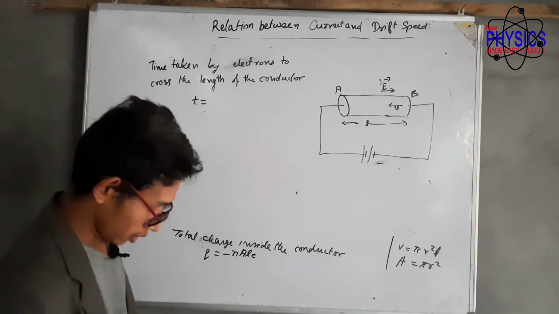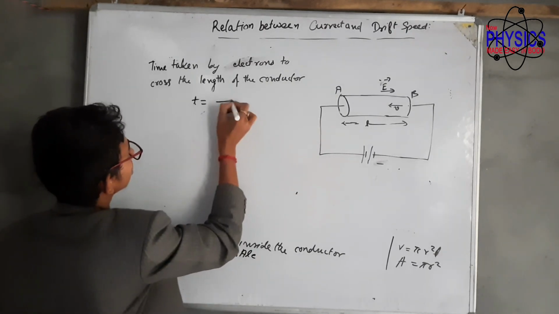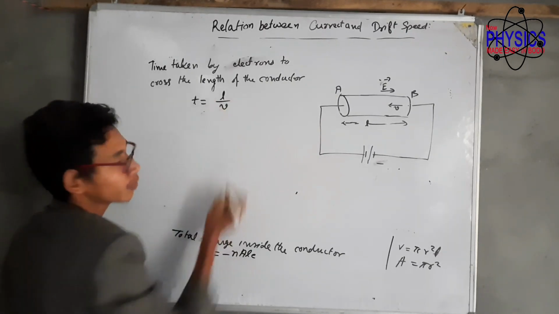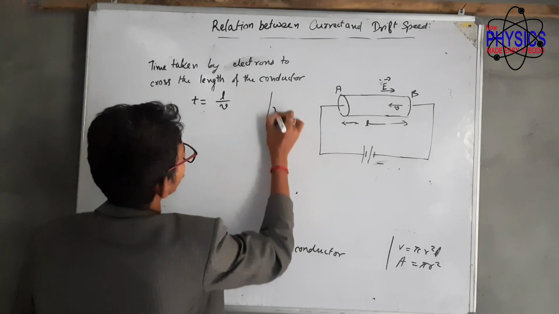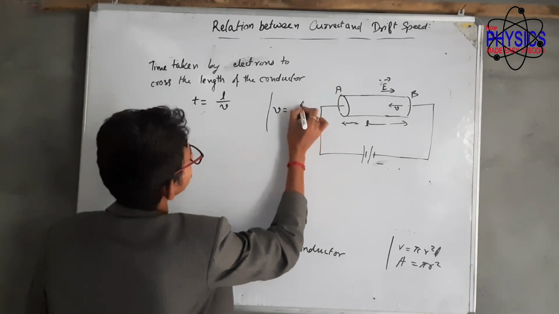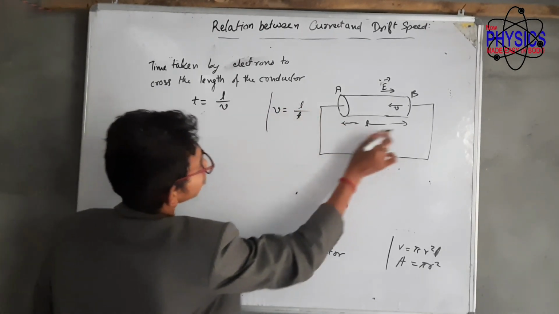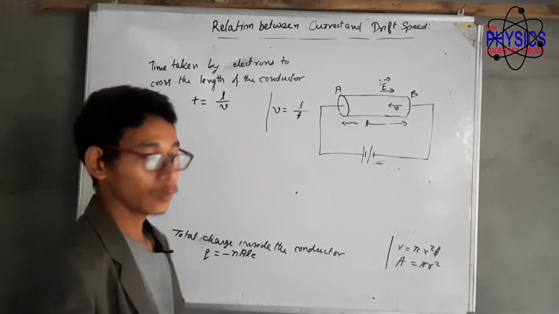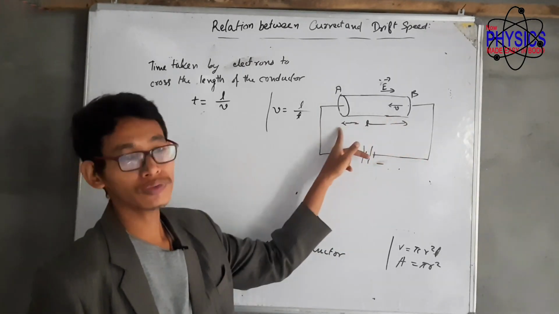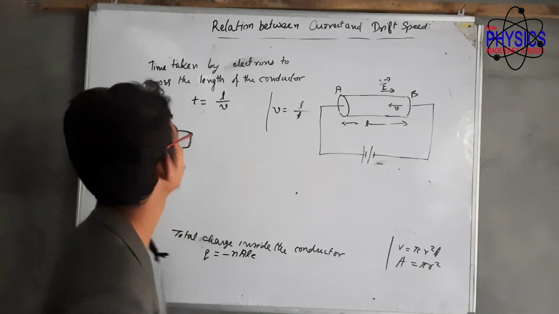So what will this time taken be? It is L divided by v. Why? Because you know v equals distance divided by time. L is your distance, because it is the length of the cylinder.